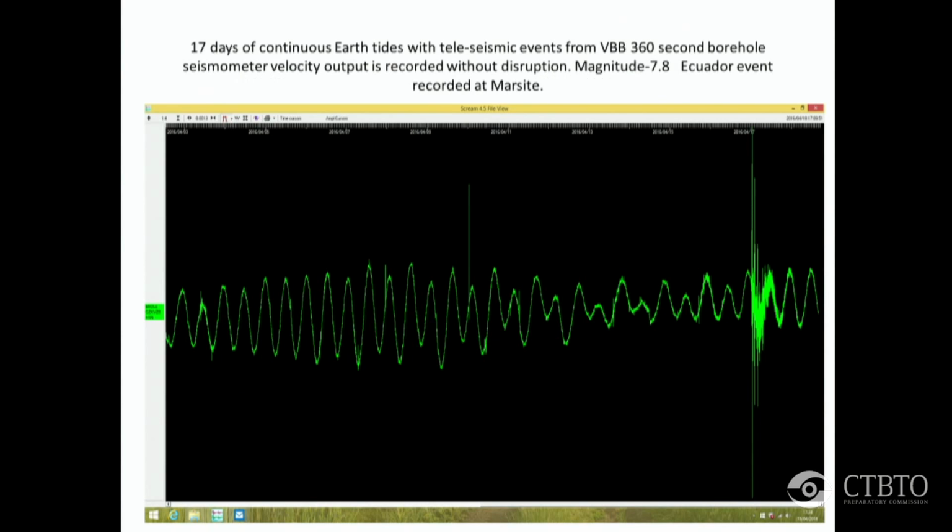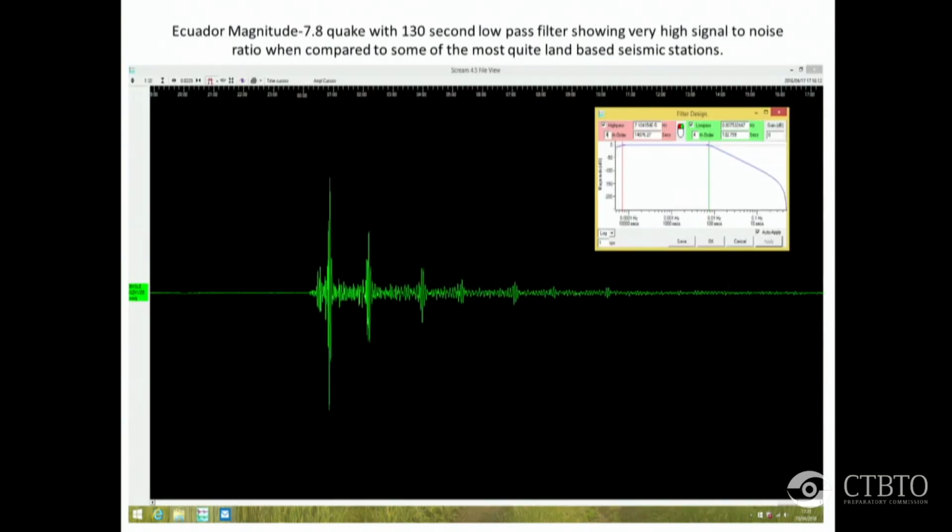Now, in order to compare it, I certainly don't have the same data set, but looking at the Mars site, this time it's 17 days of continuous velocity information. And there was an event in Ecuador. If you actually look at the Earth modes from the Ecuador event at the Mars site, it is spectacular compared to many stations.